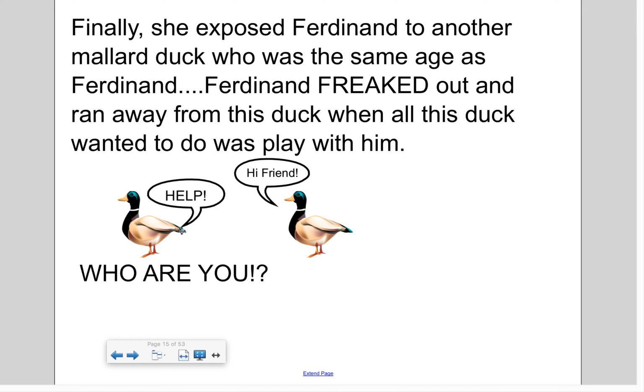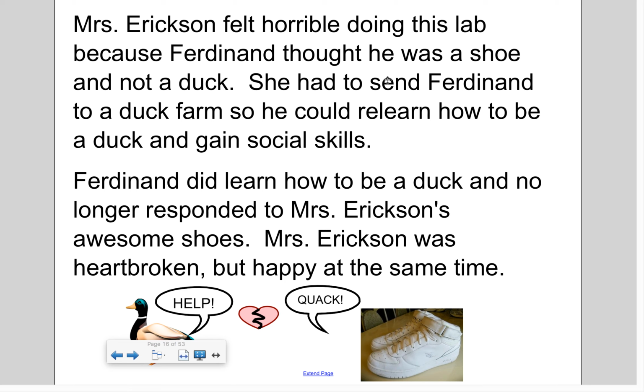So I felt horrible doing this lab because I had imprinted Ferdinand onto my shoes, and he's not a pair of shoes. So at the end of the experiment, we all sent our ducks to a duck farm so they could relearn how to be ducks and gain their social skills. And then after a few weeks, we went to the farm to try to find our ducks. And I was kind of heartbroken because Ferdinand no longer responded to my shoes. But at the same time, I was happy because he was a duck.